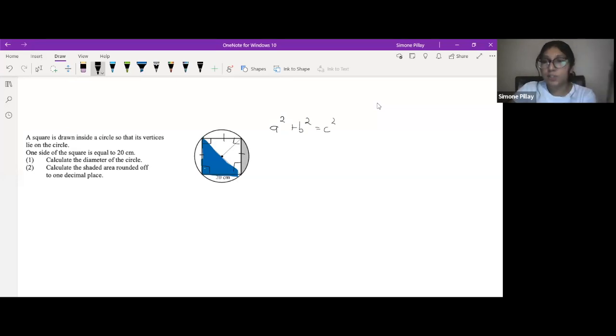Whatever formula it is that you guys know for Pythagoras, write it down. And then as soon as you write down your Pythagoras theorem, remember we're doing geometry now, so I need a reason. So you're going to write Pythag. Then a squared is going to be 20 squared. b squared is going to be this line over here, which is also 20. Why? Properties of a square, all the same sides. c squared.